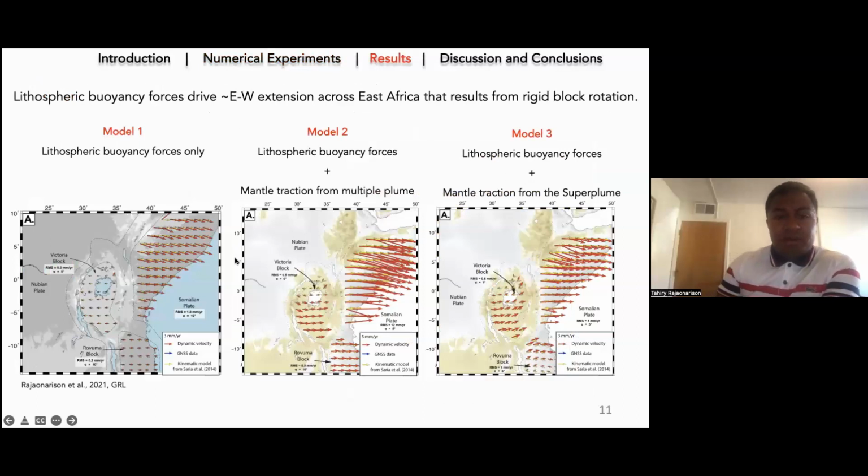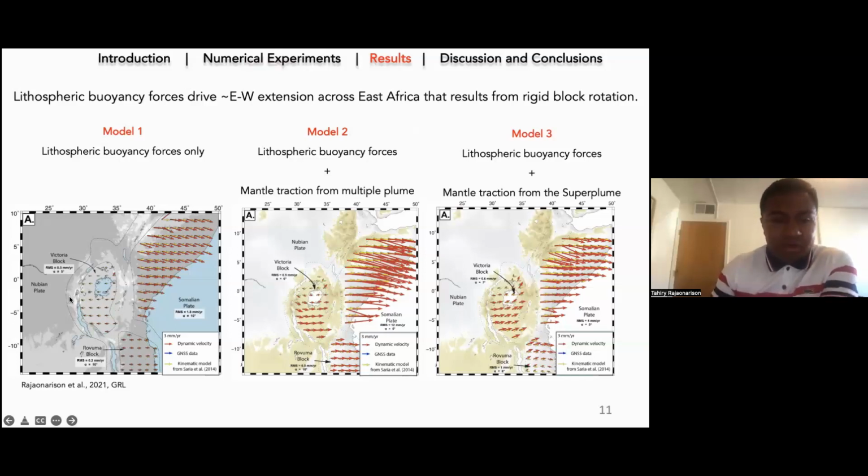Here, I compare the surface velocities of the kinematic models with our dynamic velocities. Dynamic velocities are in red and the kinematic velocities are in blue. And you can see that the lithospheric buoyancy force as a driving force alone can already match the kinematic model. We can observe the clockwise rotation of the Somalian plate, the counterclockwise rotation of the Victoria block, and the clockwise rotation of the Rovuma block.